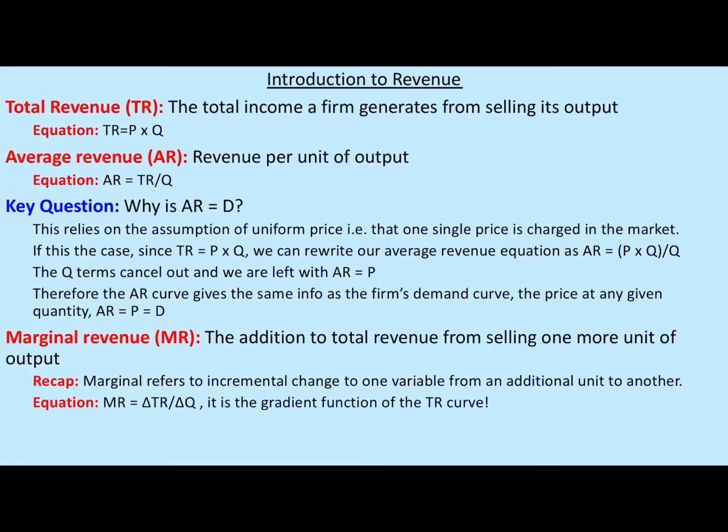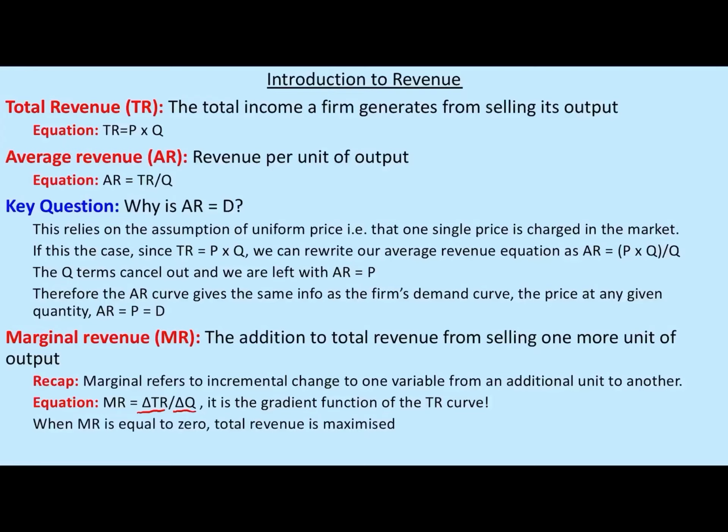The equation for marginal revenue is the change in total revenue over the change in quantity, where that delta symbol, that triangle, denotes change in the variable. If you know a little about mathematics, you could also see that marginal revenue is the gradient function of the total revenue curve. It is the differential of total revenue.